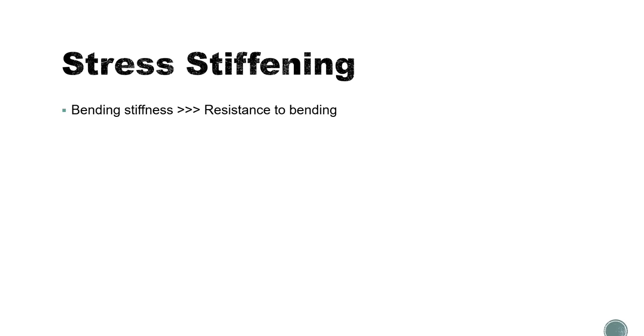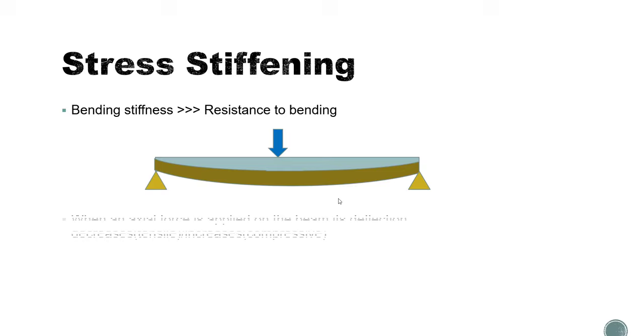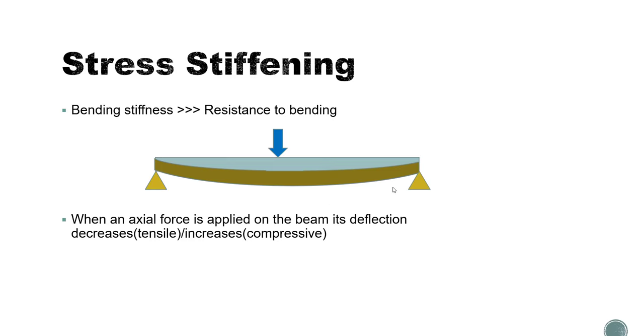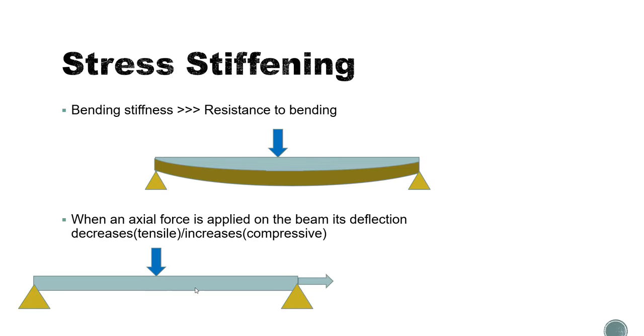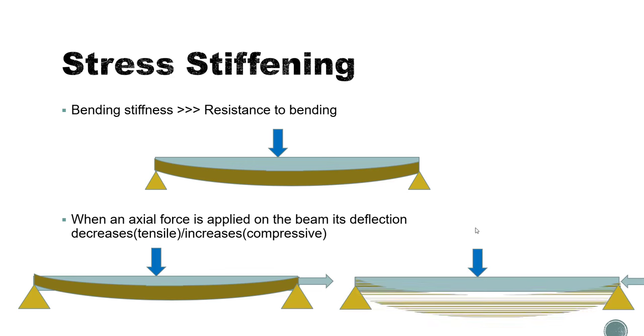So what is stress stiffening? Stress stiffening is actually the bending stiffness which tells us about resistance to bending. So let's look at an example. Here we have a simply supported beam, and when we apply some lateral load at the center, the beam will deflect. However, if we apply an axial force on the beam on this right side, if this axial force is tensile in nature, this deflection will decrease. And if this is compressive in nature, the deflection will increase.